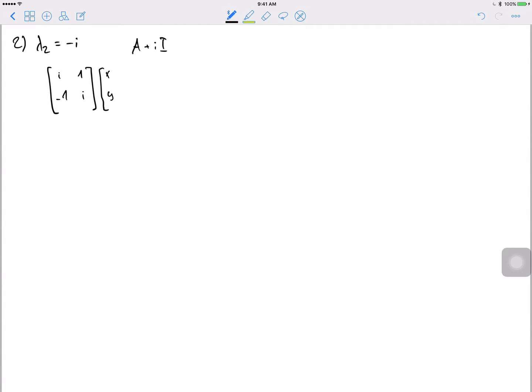And now the idea is the same. I still need to find some x and y such that this will give me 0. So again, find a vector in the null space of that matrix, right? I can do exactly the same thing. I can say, let's pick x equals 1. Again, why can I pick whatever I want? I cannot pick whatever I want, right? I cannot pick 0. Why can I not pick 0? Just to drive that point home.